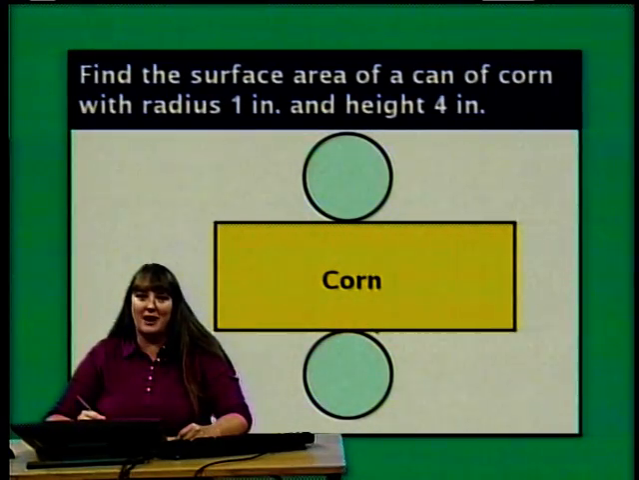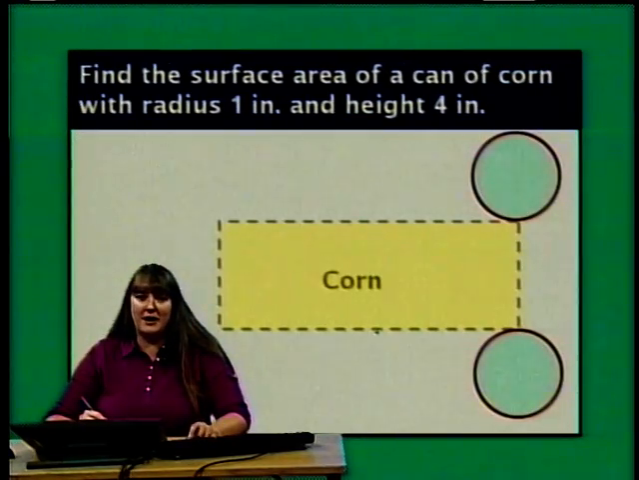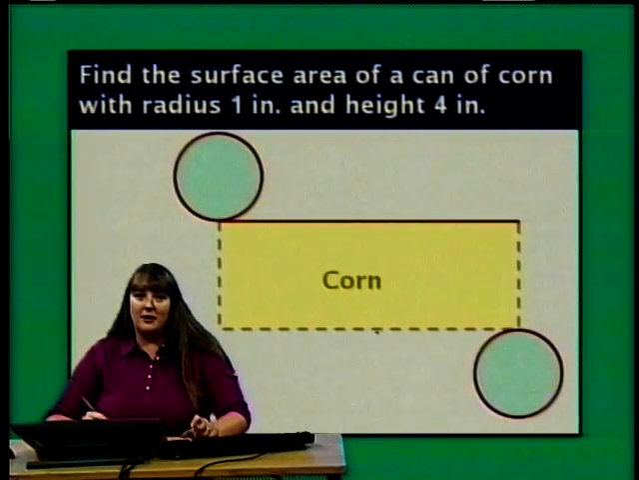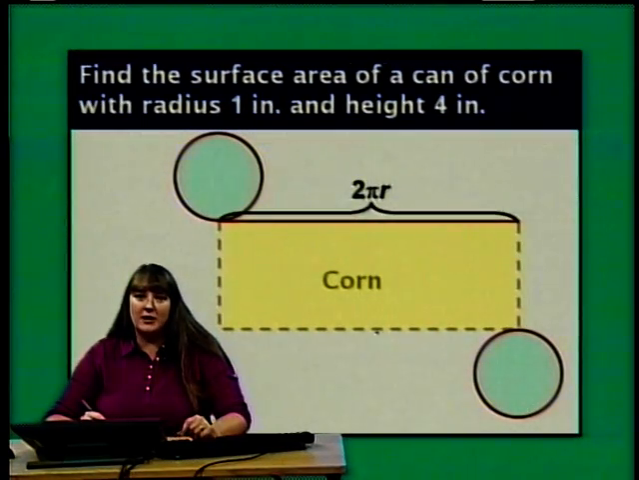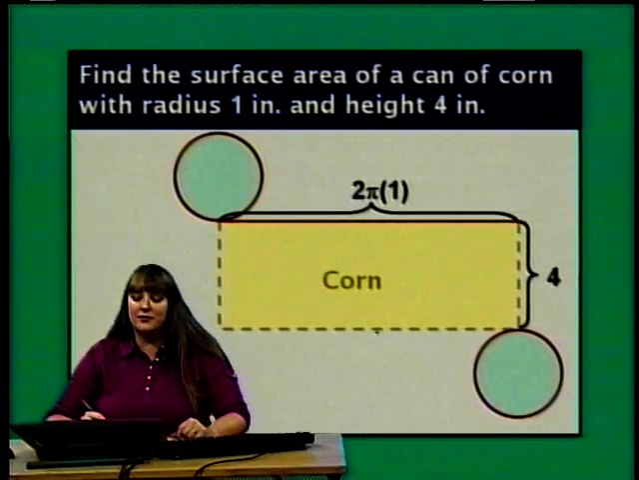vertically, I had to cut off the top and the bottom. I had to cut around the circle. And so on my can of corn, I'm cutting around the circle, and what I get is that the length of the long side of the can of the corn is the circumference of the circle. To find the circumference of a circle, we take 2 pi times the radius. In this case, we know that the radius of the can of the corn is 1 inch. So this would be 2 pi times 1. We know that the height of the rectangle is 4 inches. That was given to us. That was the height of the can.